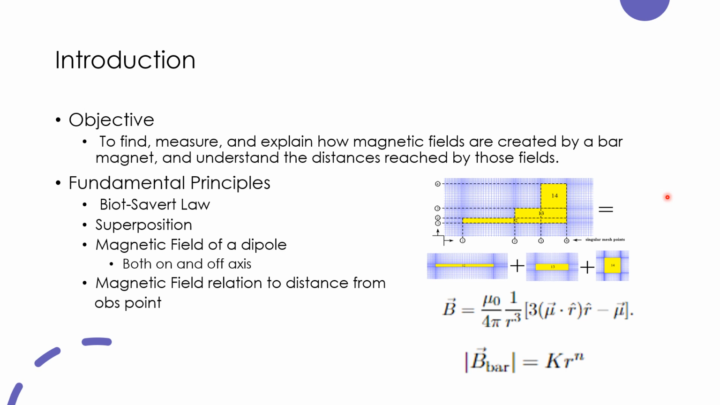We next have the magnetic field of a dipole, both on and off axis, which is important, as we'll see later, for our linear regression graph to solve for the distance coefficient of our magnetic fields, as well as the perpendicular, which will be used to solve for the field at various different points. And finally, we have the magnetic field relation from distance to observation point, which is seen right here, where the magnitude of the bar field is equal to k r to the n, where n is an arbitrary constant, which should be negative, as when the bar is moved away from an observation point, the field should get weaker at that point, as it is over r cubed. So the greater the distance, the weaker the field.